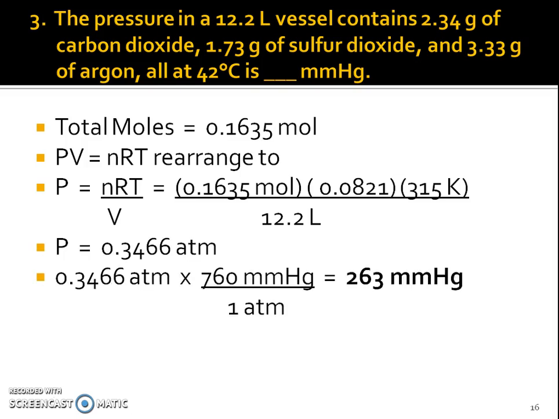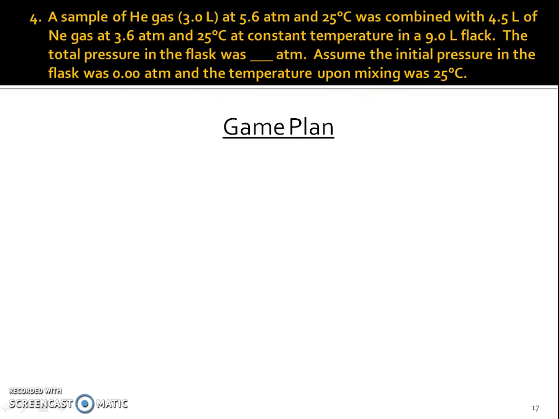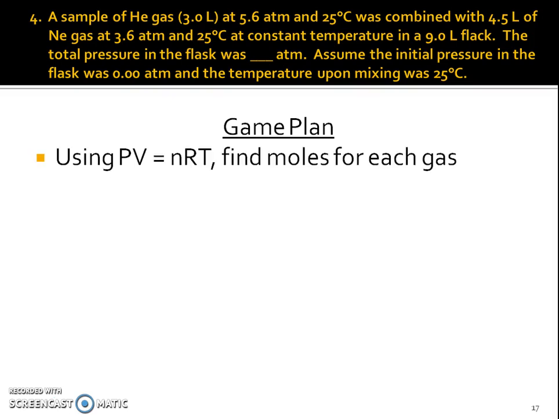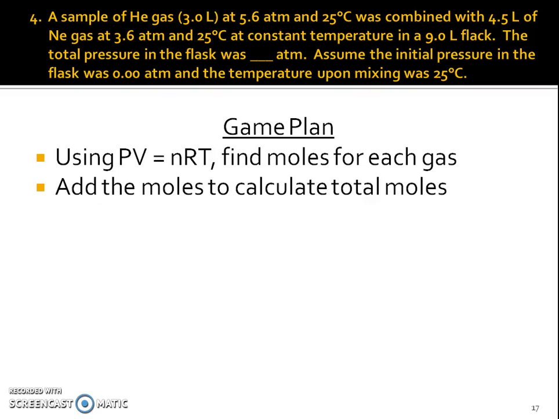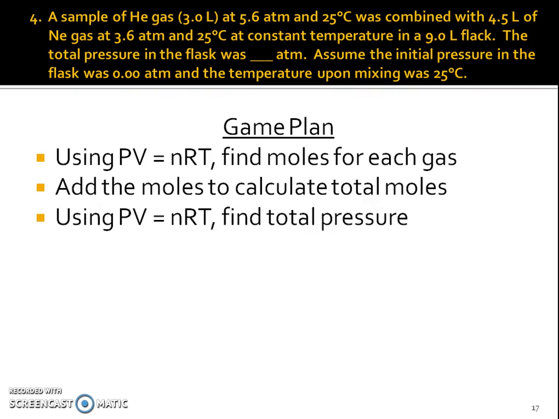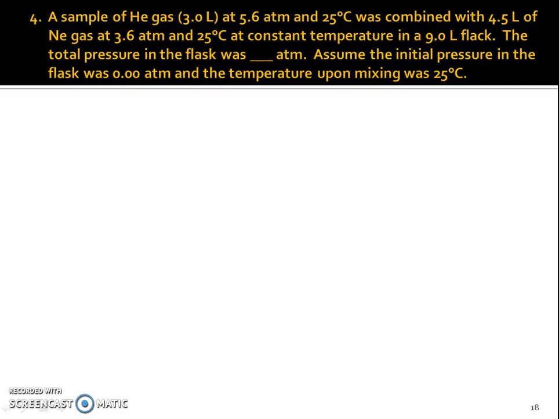And it did ask for millimeters of mercury, so you might have used a different value of R and already got the millimeters of mercury, but I am just so used to using 0.0821, so I always use that. I know it's in atmospheres, and then I convert to millimeters of mercury. Number 4 is game plan. And the solution.